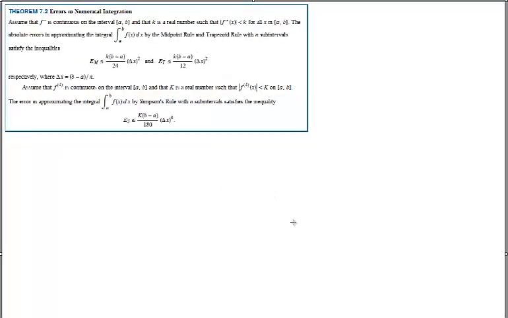The next is just a theorem having to do with the error, and once again, this is your error using Simpson's rule.